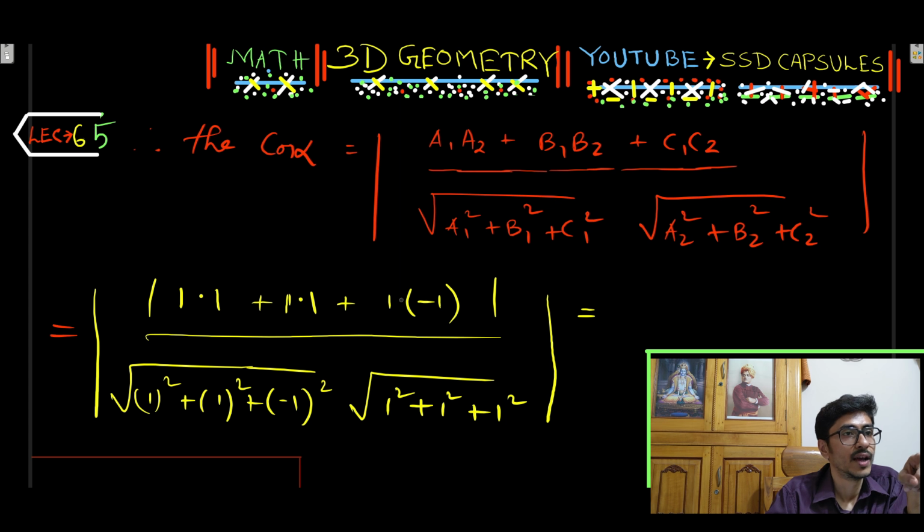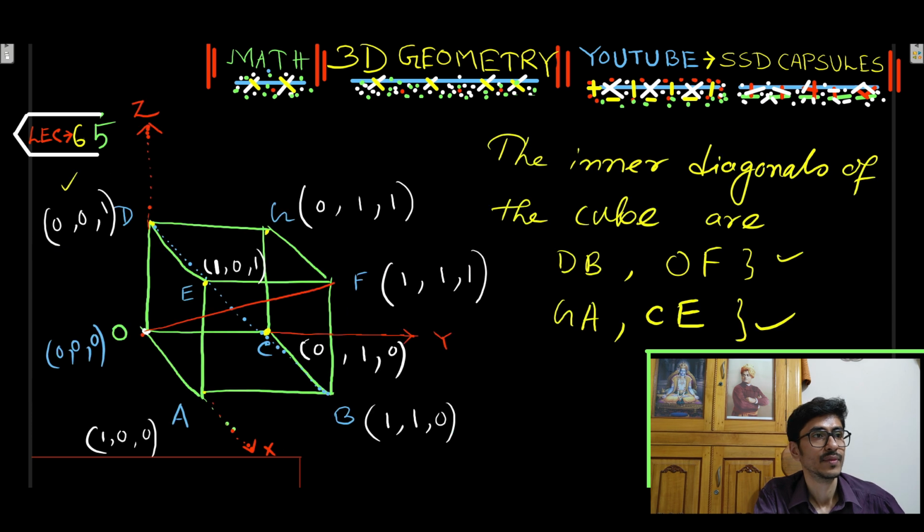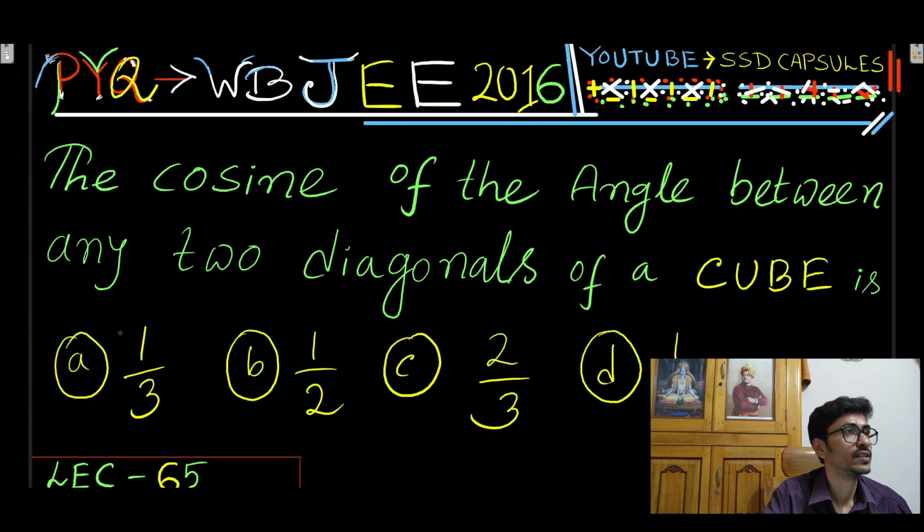1 plus 1, here minus 1, so in the numerator we have 1. In the denominator, 1 plus 1 plus 1 is 3, root 3, here also root 3, so 1 by 3. So cos alpha equals 1 by 3. So we have reached the end of this problem. We will check out the options. So this is the right answer. Option A is the correct option, 1 by 3.